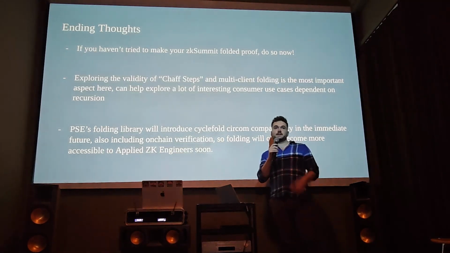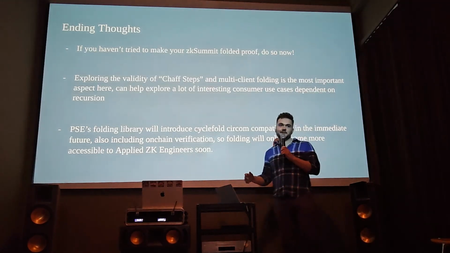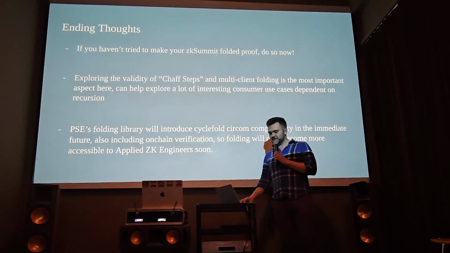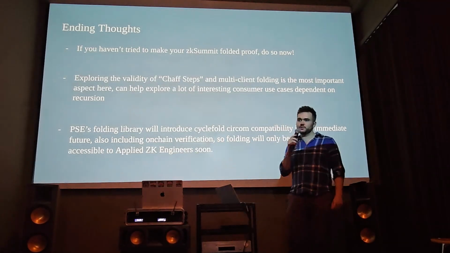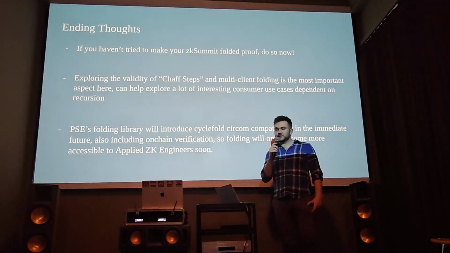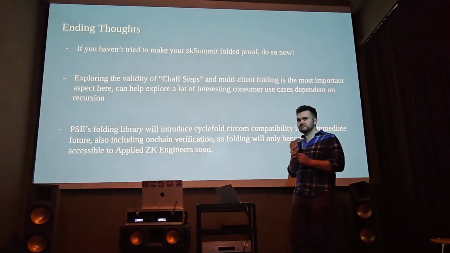And finally, this is all done with Nova Scotia, which is a fantastic library, but it isn't quite state-of-the-art at this point. PSE has, I think they just renamed it, it used to be Folding Schemes, a folding repository that has a Circom front end that is about a day away from being merged in. And it also has a Solidity verifier, which is a little bit further out, but gives a lot more functionality. So if you are interested in messing around with folding, it's only getting easier and easier to use. It's definitely worth exploring, especially in the coming month. So yeah, that's it.